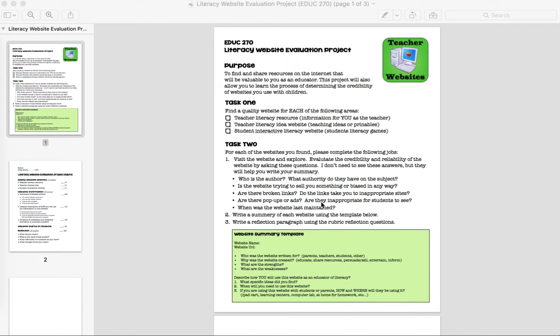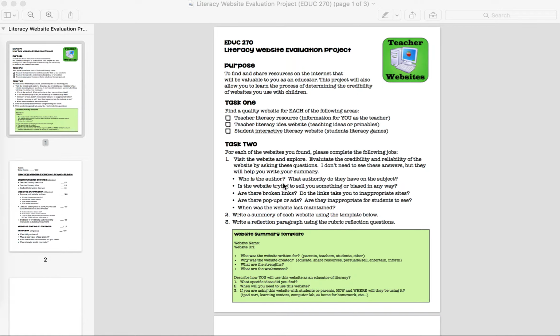But sometimes the pop-ups and ads are advertising inappropriate things for students to see. I've had some doozies, so you want to check that out for sure. And then, when was the website last maintained? So we do want to check that out. Now, you might not be able to find an answer for everything, but if you get a lot of this information, you'll be able to tell, is this a credible website? Is it reliable? Will it work with my students or for me as a teacher?